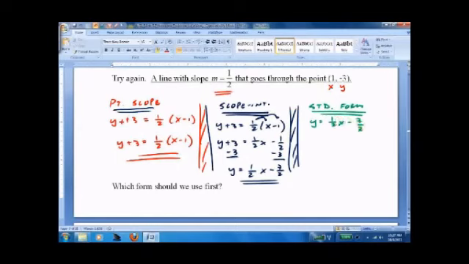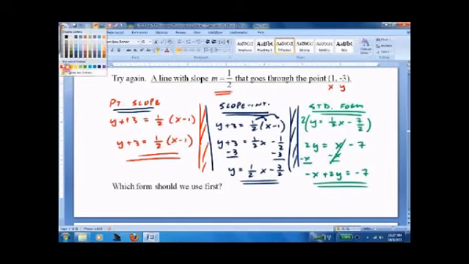I don't like the fractions, and like I showed before, I can multiply by anything I want. So I'm going to multiply this entire equation by 2. I get 2y equals x minus 7. Subtract x from both sides. Negative x plus 2y equals -7. Done. Which form should we use first? That's the nice part. If we start with point slope, everything else flows straight from there.